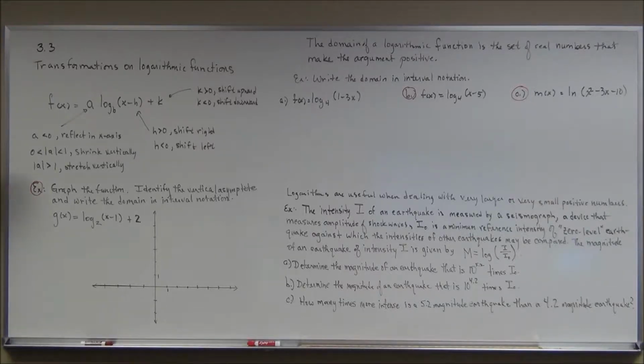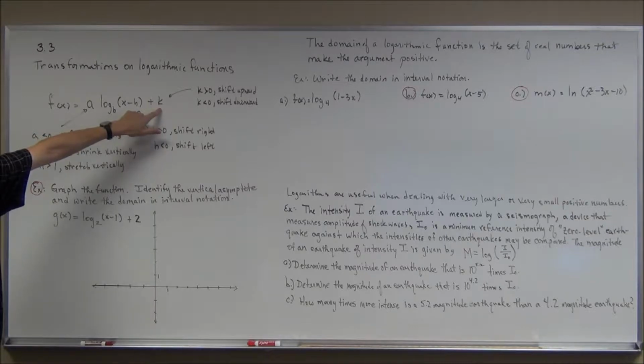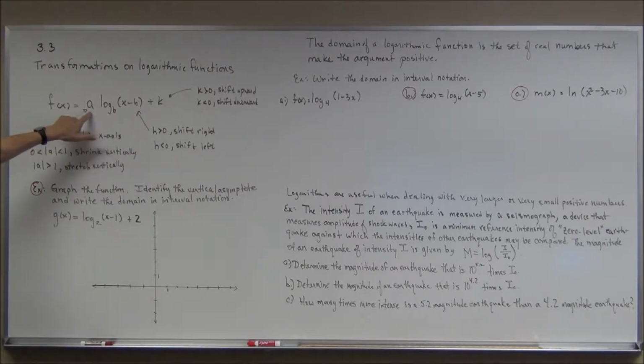So I have this form here for a logarithmic function. Notice that I have a constant out in front, I have an h being subtracted from the x, and I have a k being added to that. This a here, of course, if this is negative, it's going to reflect it in the x-axis, and depending on if the absolute value of this is greater than 1 or between 0 and 1, it is either going to stretch it or shrink it. Greater than 1, it stretches it. Between 0 and 1, it'll shrink it. It'll kind of squish it down.